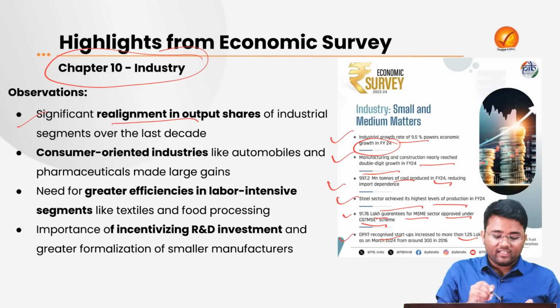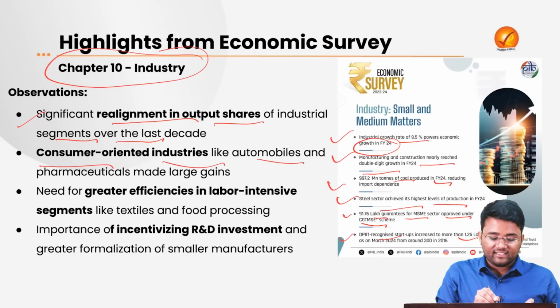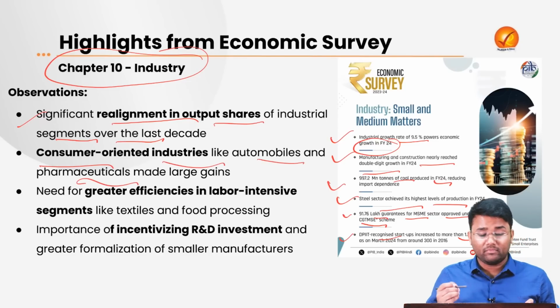Then DPIIT recognized startups have increased to more than 1.25 lakh as of March 2024. There has been a significant realignment in the output shares of the industrial segments over the last few decades. The consumer-oriented industries like automobiles and pharmaceuticals made large gains. That is also showing the fact that the purchasing power of people is increasing.